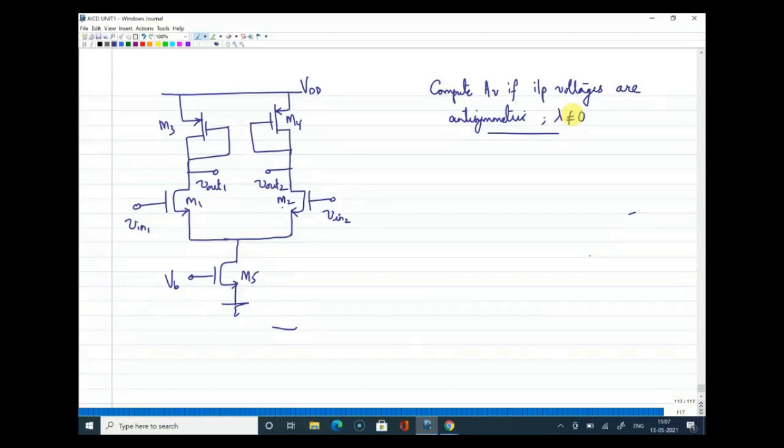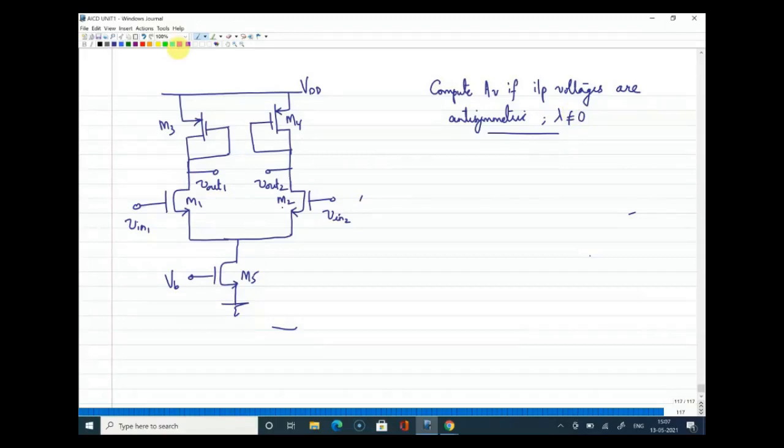The M3 is diode connected load. Yes, so gain is GM1 into R out, and R out will be R01 parallel with 1 by GM3 parallel with R03. Very good. Yeah, that is right. So when you analyze the circuit, thank you, Yashita, for that.